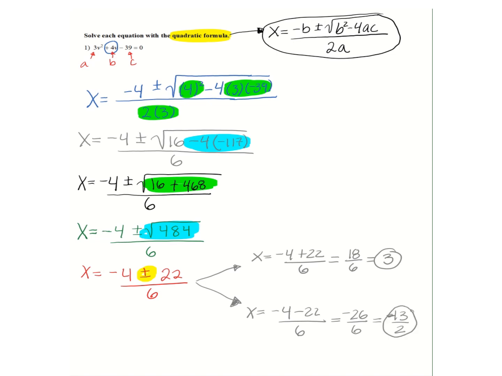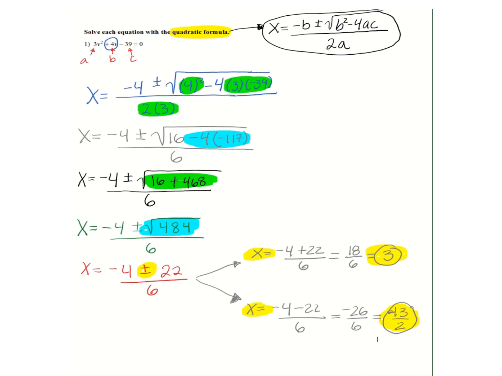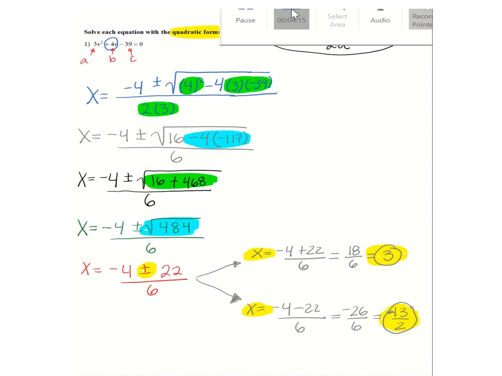So those are our 2 roots. These are our x-intercepts if we were to graph them. And that's why I like to simplify and not just leave it as what we had here in red. Because if you're graphing, then it's easier if you know what the actual x-intercepts are. So here's a little review of how to do the quadratic formula.